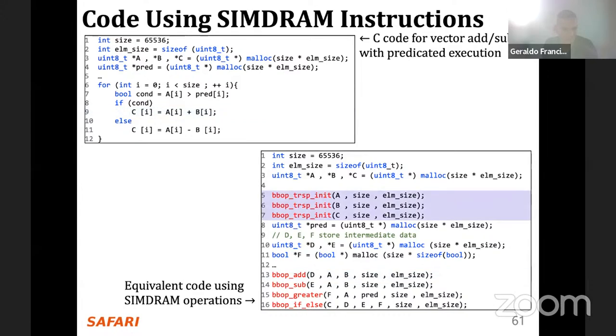As I said before, the first step is to signal to SIMD-RAM which input elements are going to be used by the SIMD-RAM engine and executed in DRAM, so that the transposing of the data can happen later on. Here you are pretty much marking that arrays A, B, and C are going to be SIMD-RAM objects using the BBOP transpose init operation.